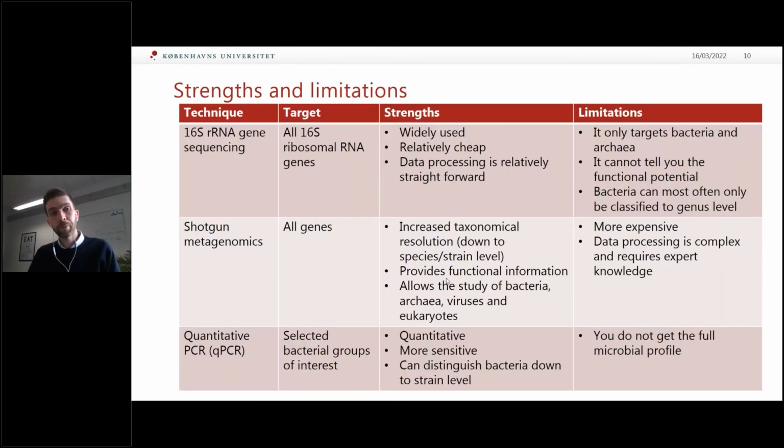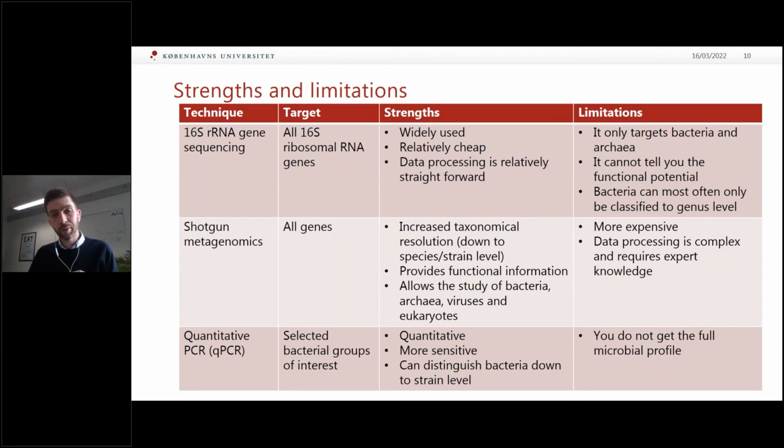So I tried to put up some of the strengths and limitations here, and I think I've covered them already, but very briefly, 16S is widely used, relatively cheap, and the data processing is relatively straightforward, but it only targets bacteria and archaea, and it cannot tell you the functional potential. And also, very importantly, you often cannot distinguish the bacteria further down than genus level. So in terms of taxonomy, it's difficult to distinguish between the different species and even strains.